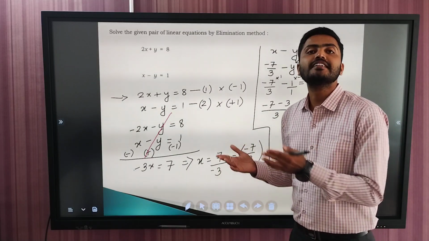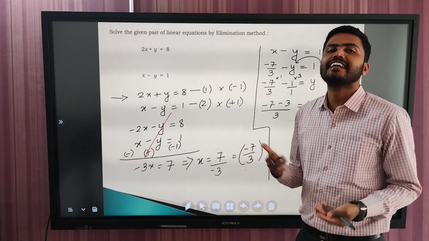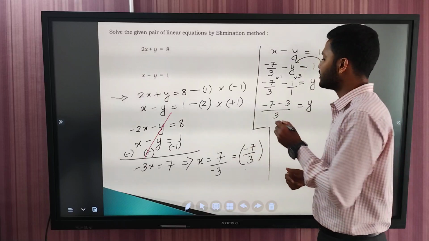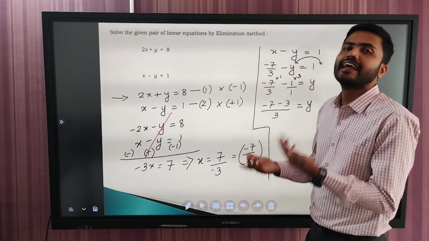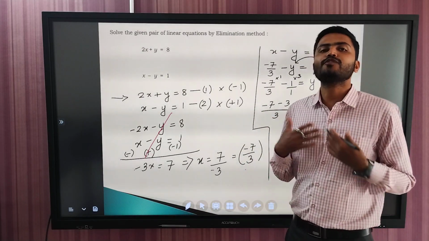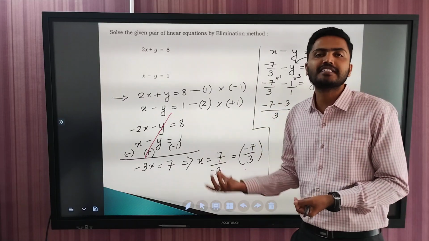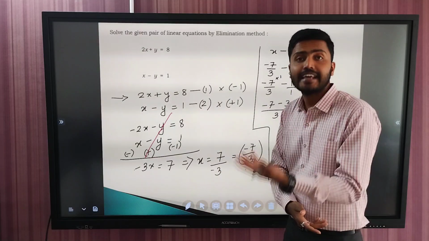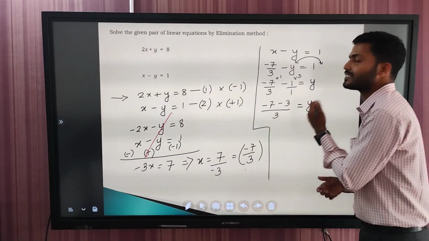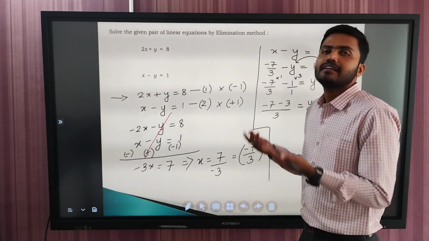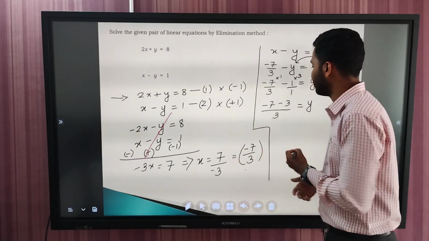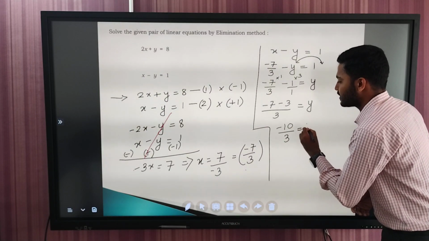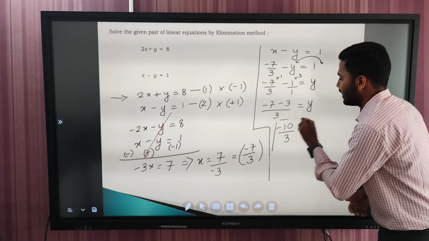It is minus 10. Okay, so most of the students get confused and they write plus 21. No, not at all. It is just addition of two negative numbers. We know addition of two positive numbers, for example, 3 plus 7. 3 is positive, 7 is also positive. 3 plus 7 is 10. Correct? But what is minus 7 minus 3? It is going to be minus 10. Okay? So we keep the sign as it is. Minus 10 divided by 3 is the value of y.